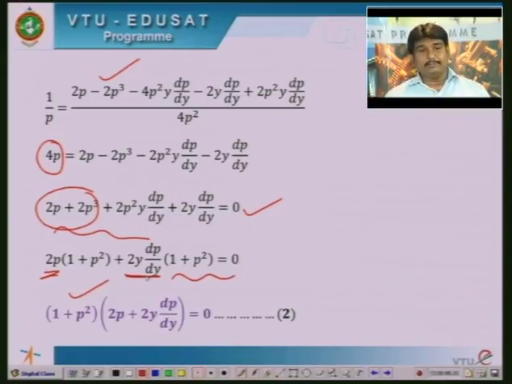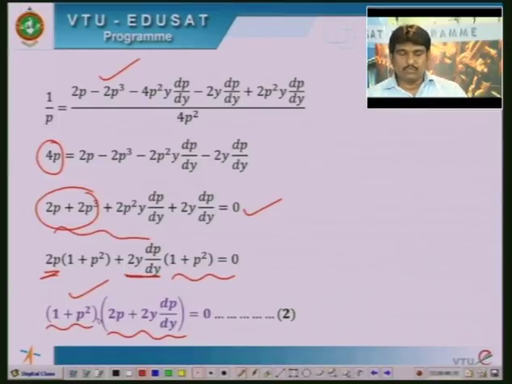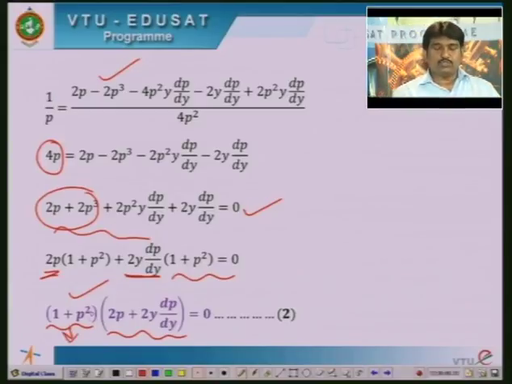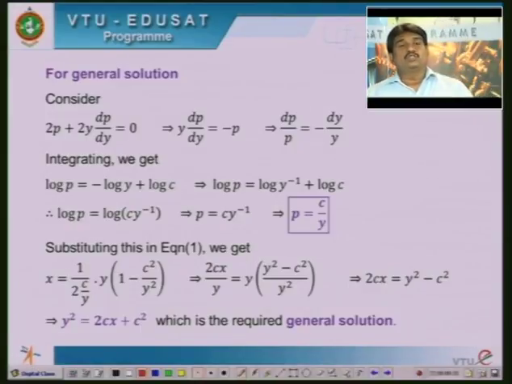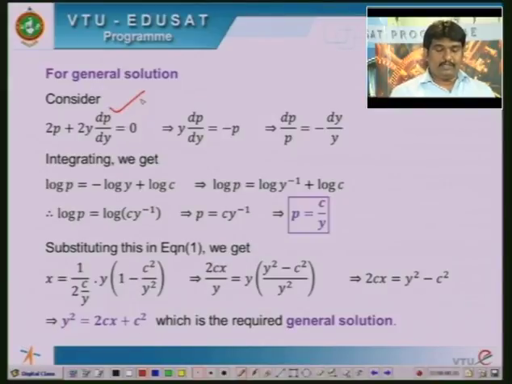As I mentioned earlier, there are two factors. 2p plus 2y into dp by dy is the factor with the derivative term, and there is one more term, 1 plus p square, which has no derivative. If you equate this to 0, it leads to the singular solution, and if you equate 2p plus 2y dp by dy to 0, then it leads to the general solution. Now consider, for the general solution, the term involving the derivative, which is 2p plus 2y into dp by dy equals 0.